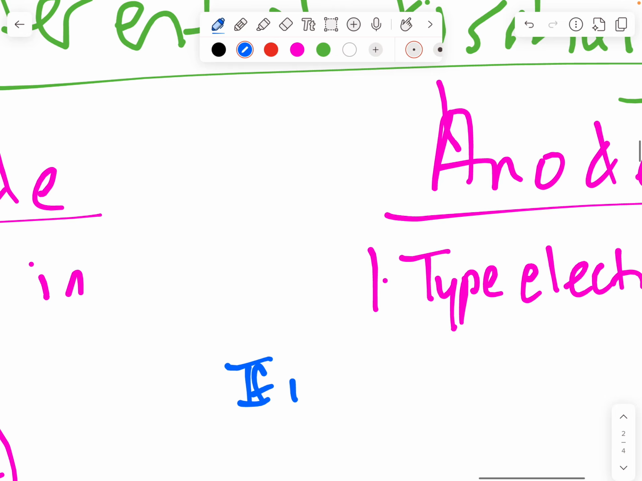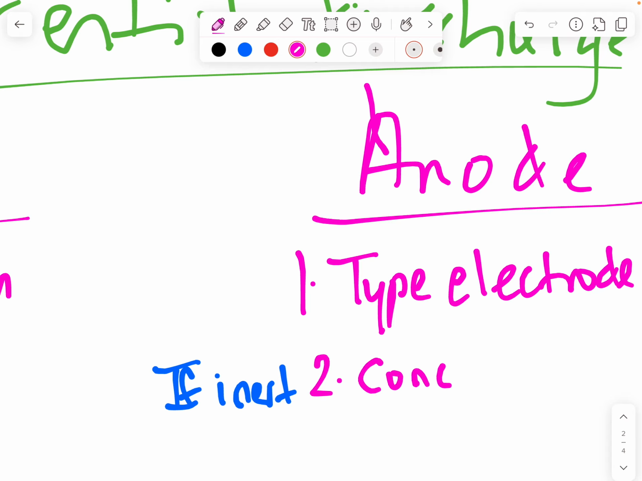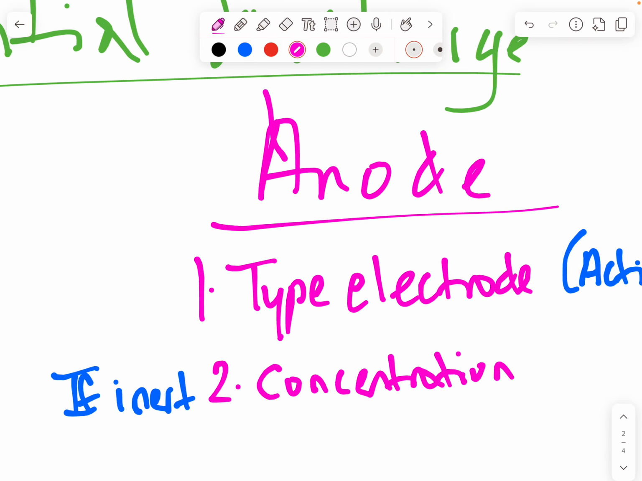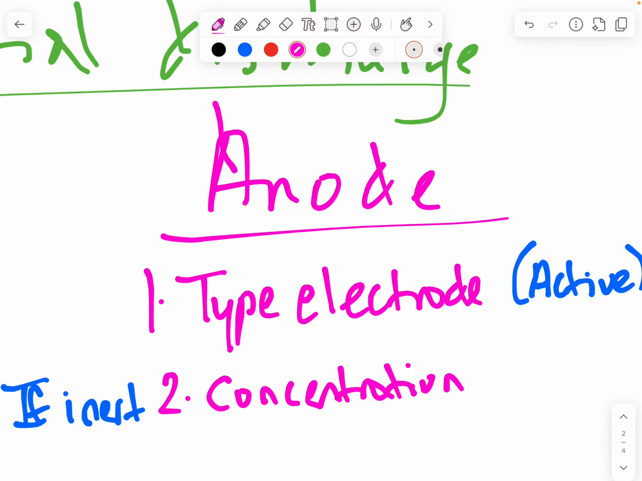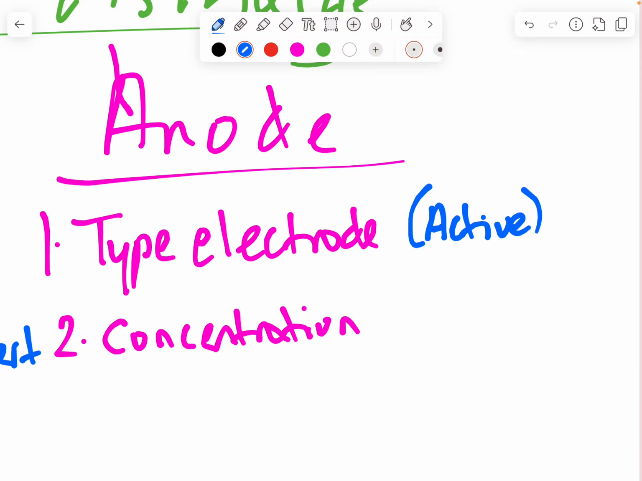If it is inert, then we consider the second factor, which is the concentration of the electrolyte. Right, so we have to consider the concentration of the electrolyte. If the electrolyte is concentrated, so for example, they say concentrated sodium chloride, concentrated copper sulfate. If the electrolyte is concentrated, then it will get preferentially discharged, right? And this factor is not the same factor that speaks for the cathode, right? It's just for the anode, right?